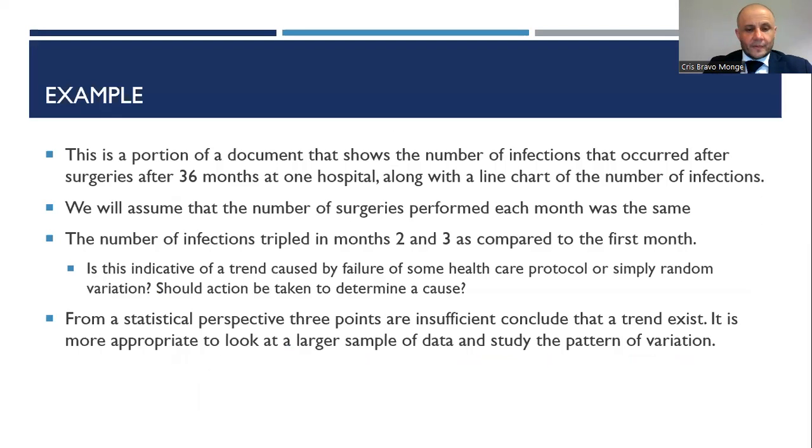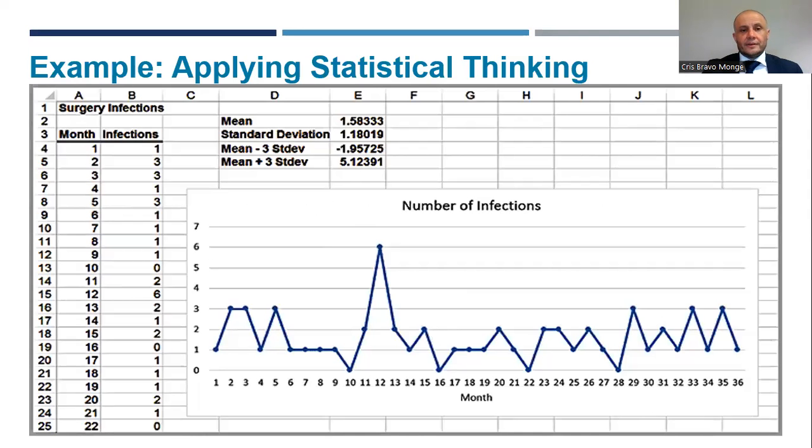Well, clearly, from a statistical perspective, only 3 points of data are not enough to understand if there is a trend going on. We would need more data. We would need the 36 months. So even though the number of infections tripled from 2 and 3, we still don't have enough data. We would have to carry on a descriptive statistic analysis, identifying the mean, the standard deviation, and we're going to apply the rules of thumb.